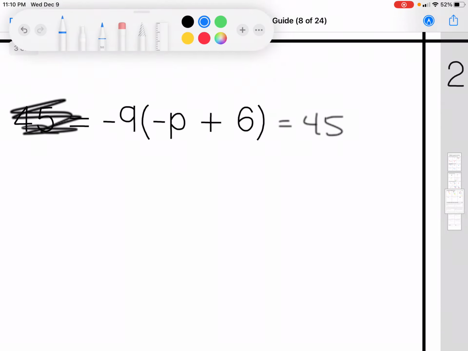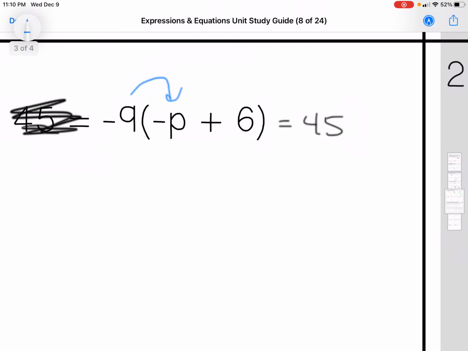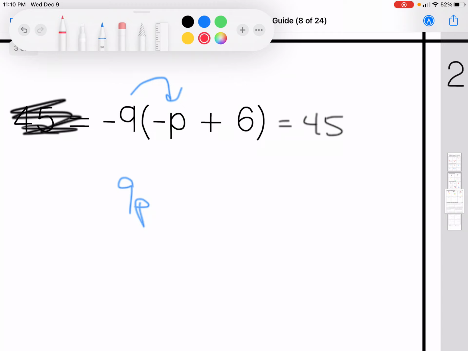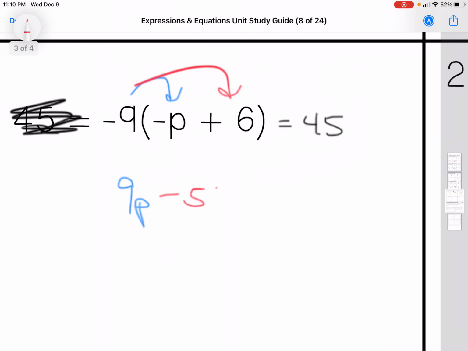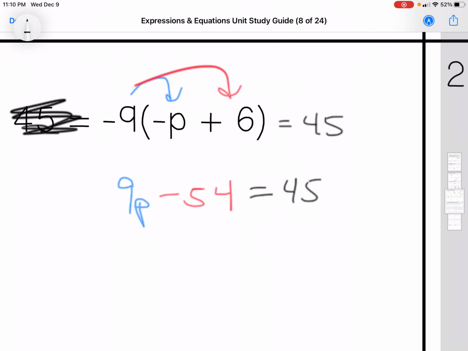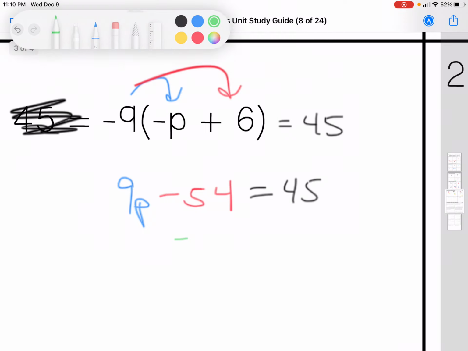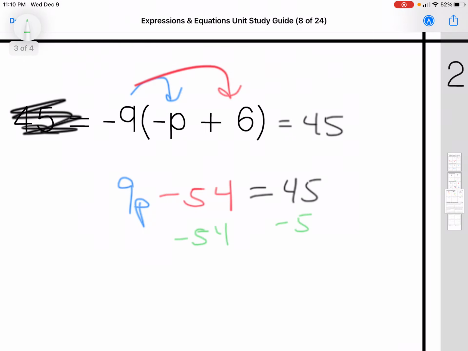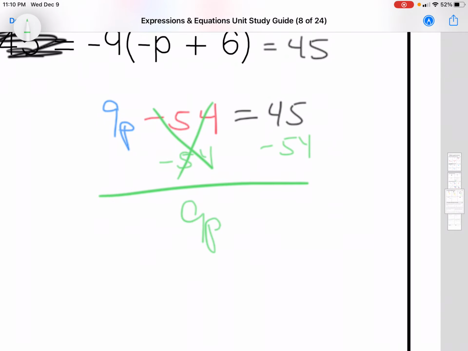All right, distributive property. -9 times -p is positive 9p. -9 times a positive 6 is -54. I didn't touch the equal sign or what came after it, so bring it down. I'm going to subtract 54 from both sides. Those go away. I'm left with 9p is going to equal -9.